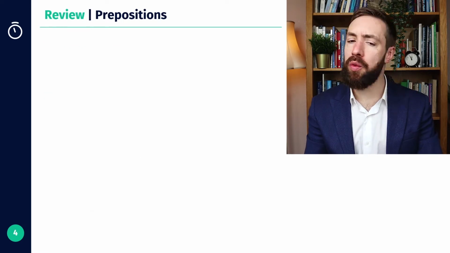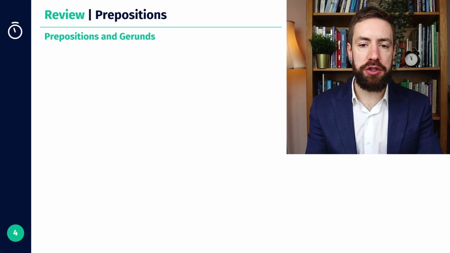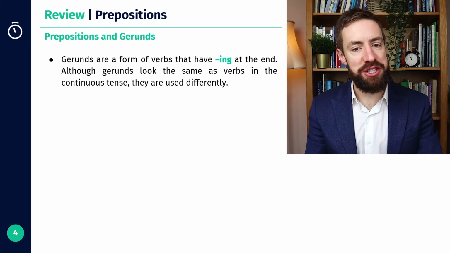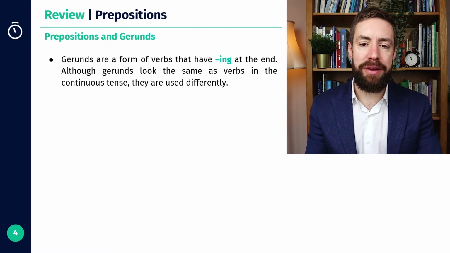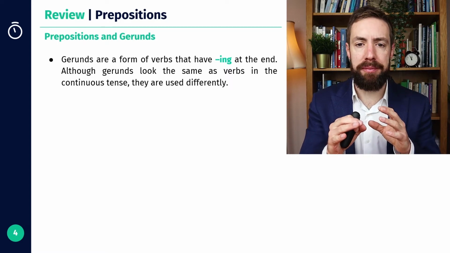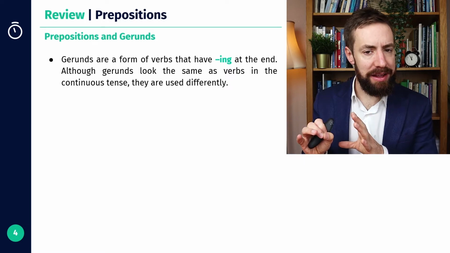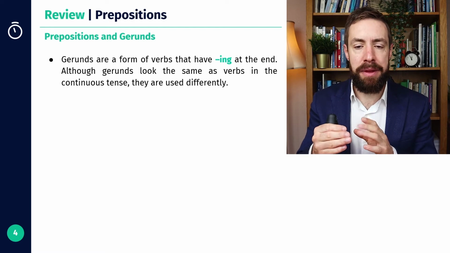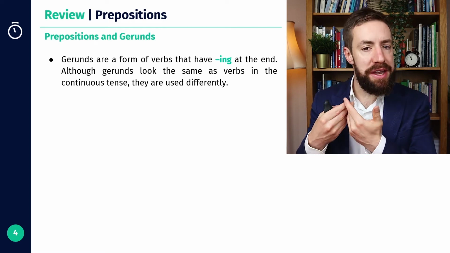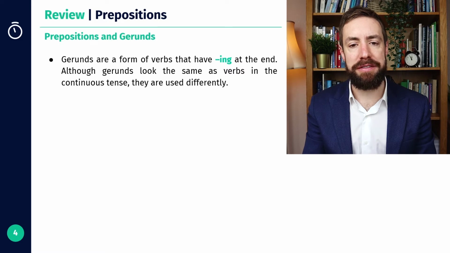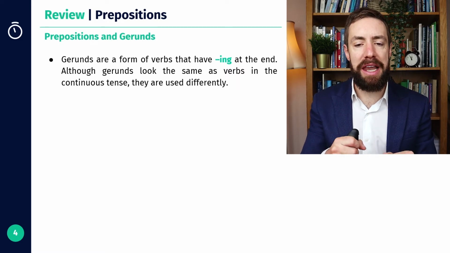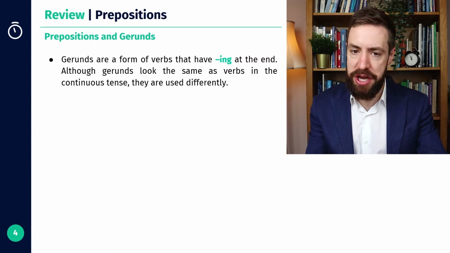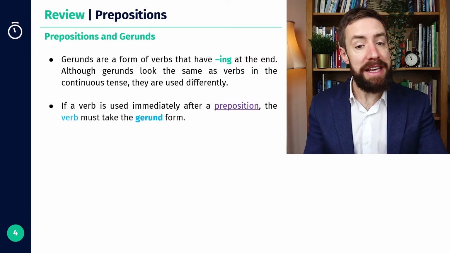Now, one of the rules that we can learn is related to prepositions and gerunds. So, what are gerunds? Gerunds are when we get a verb and we put the ing ending on the end, like running, dancing, singing. But we use it as a noun. We don't use it as a verb. For example, I like singing. Singing in that sentence is a noun. It's a gerund, okay?